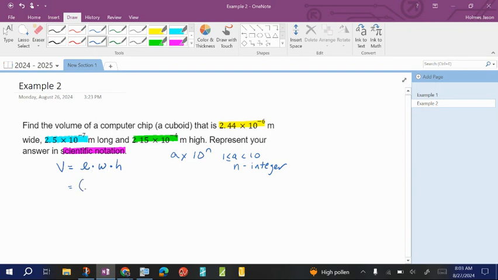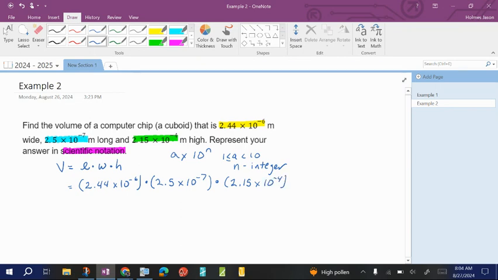So we're going to do 2.44 times 10 to the negative 6th, and then we're going to multiply that by 2.5 times 10 to the negative 7th, and we're going to multiply that by 2.15 times 10 to the negative 4th.